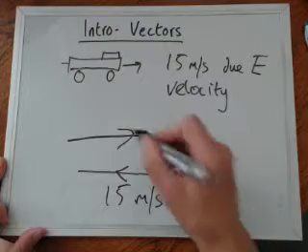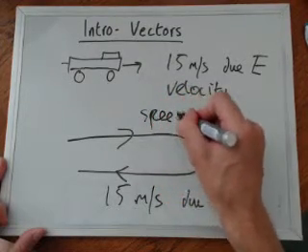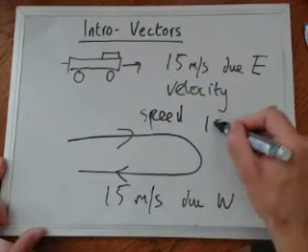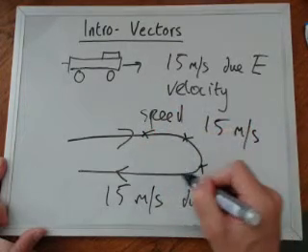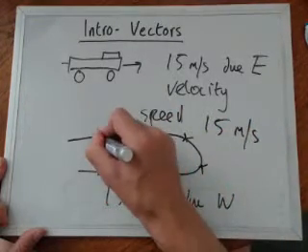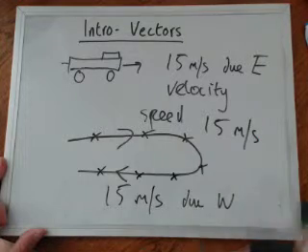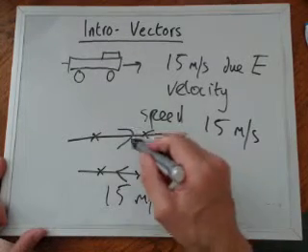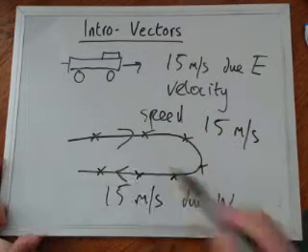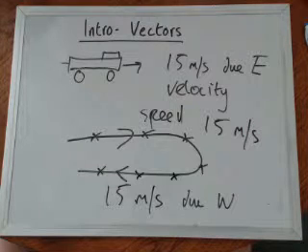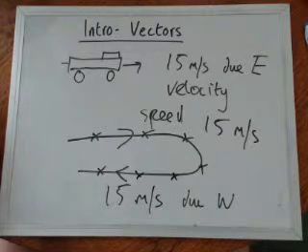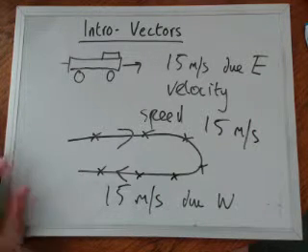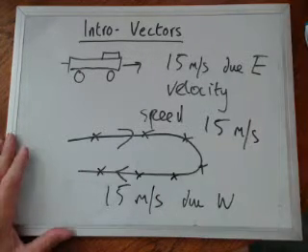Now, if it was speed, the speed would be 15 meters per second at every point. Because you're not defining speed with direction, the speed doesn't change, but the velocity changes and it accelerates because velocity is the rate of change of displacement, or distance sometimes called, or distance with respect to time.